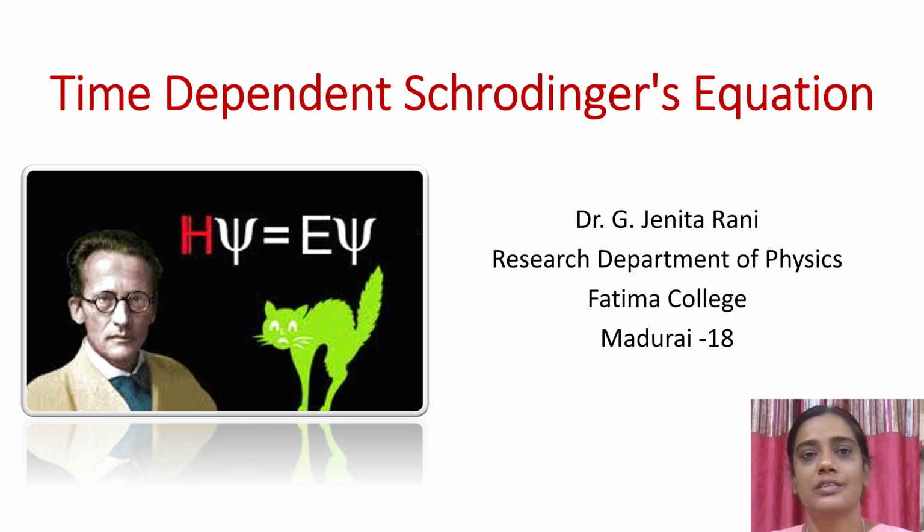Good morning, students. Today we are going to see the Schrodinger time-dependent equation. You all know that the Schrodinger wave equation is used to describe the behavior of the particle, or the change in the behavior of the particle over the time period. The time-dependent equation is to describe the behavior of the particle over the change of time and space. That's why it is called the time-dependent Schrodinger equation.